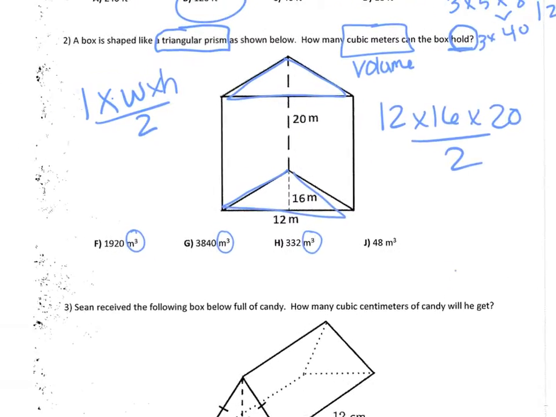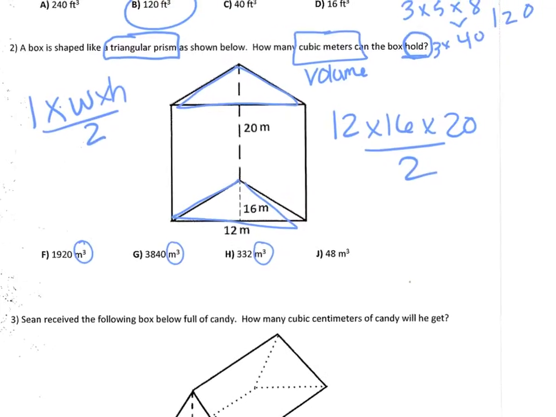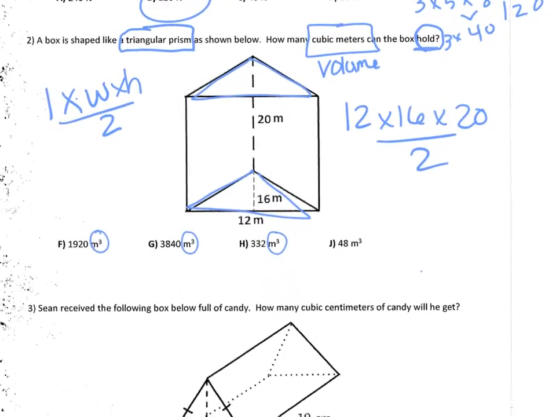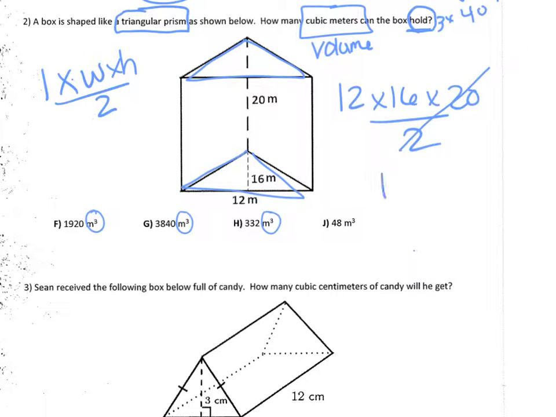Okay, so what I'm going to do, you can multiply the top first and then divide. I think it's easier to pick one of those top numbers and divide it first if you can. Okay, so 20 is my biggest number and it can be divided by 2, so I'm going to do that. So 12 times 16 times 10.